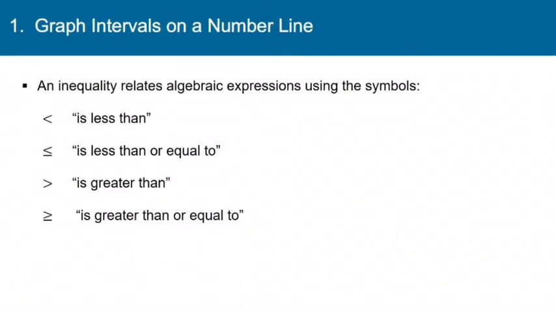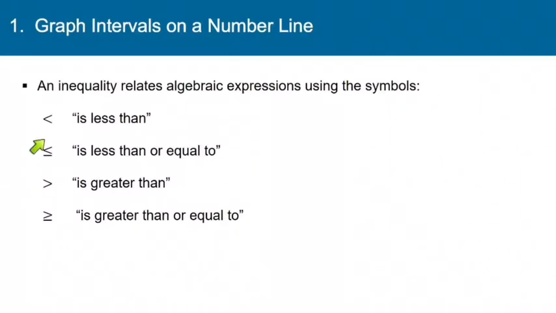Okay, first, the difference between an equation and an inequality is that an equation has an equal mark, where an inequality will relate two algebraic expressions using one of these symbols. This one that points to the left is the less than symbol. This one that points to the left and has a line under it is a less than or equal to. And of course that line is like the bottom line of an equal mark, so less than or equal to. This one that points to the right is a greater than, and this one that points to the right and has a line under it is a greater than or equal to.